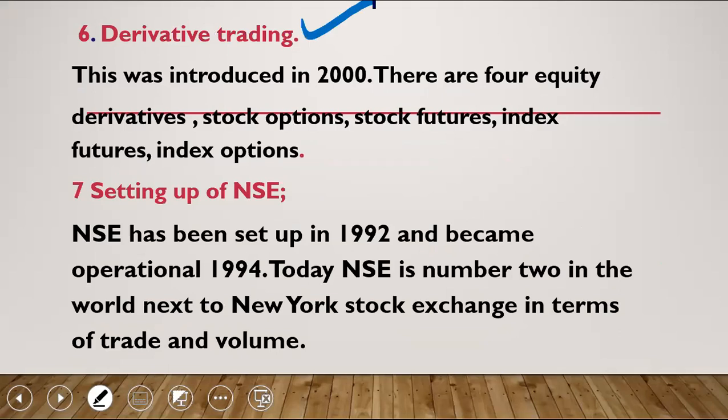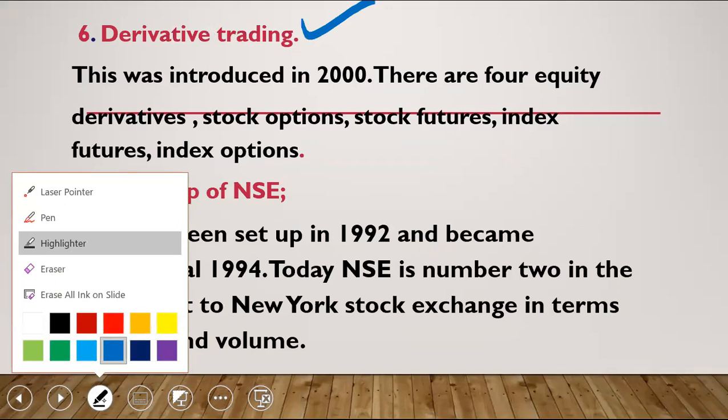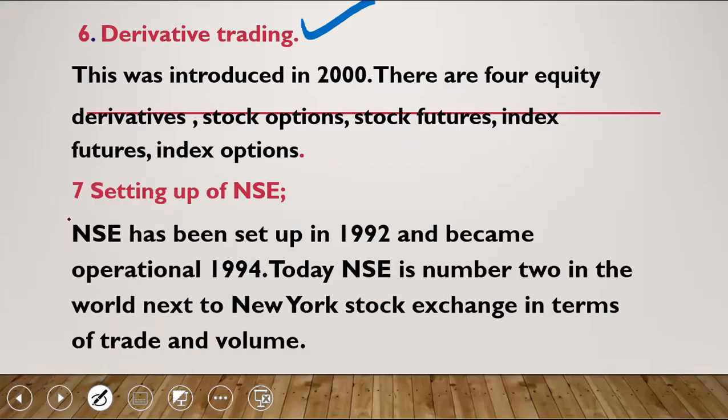Derivative trading we will start today. Derivative trading was introduced in the year 2000. What do you mean by derivative? Derivative is, you can say, comparatively a new segment of market. That market is also known as the F&O market. F stands for future, O stands for options.